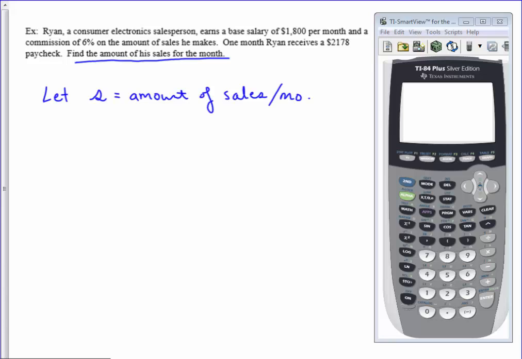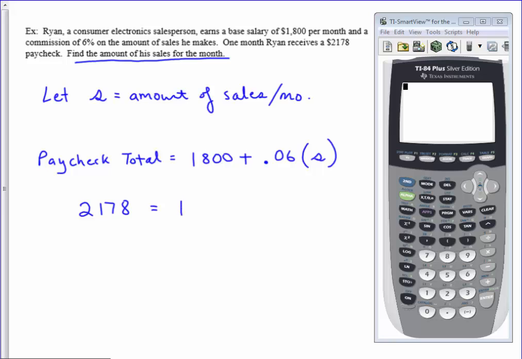Now, we can use what I would call a common sense type of equation to start our problem. We know that his paycheck total would equal the base salary of $1,800 plus 6%, change 6% to a decimal, 0.06, times however much the sales are. This month, we know that his paycheck total was $2,178. We'll leave the rest of the equation as it is.